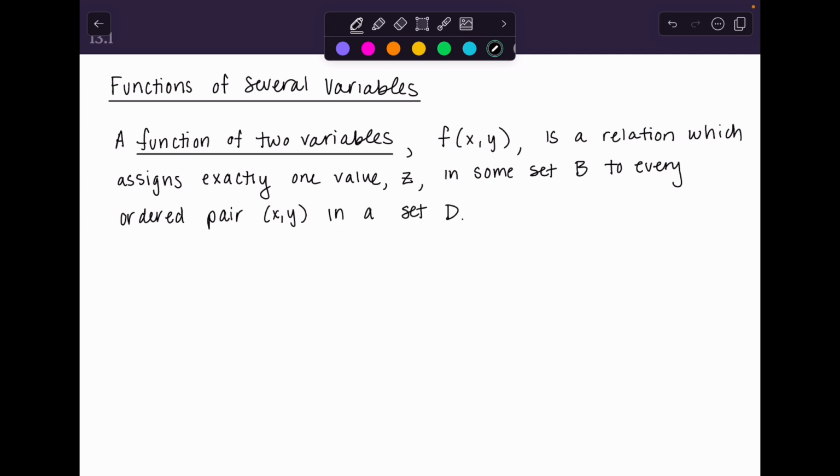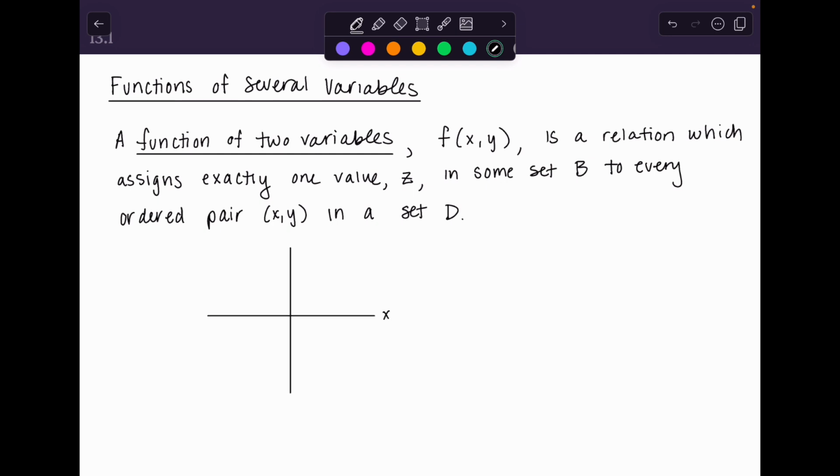Okay. So just like we had a function of a single variable, your input only corresponded to one output. Same thing here, but now my input is an ordered pair. So each ordered pair is only going to correspond to one z value. So to just give you kind of a visual as to what's going on here.